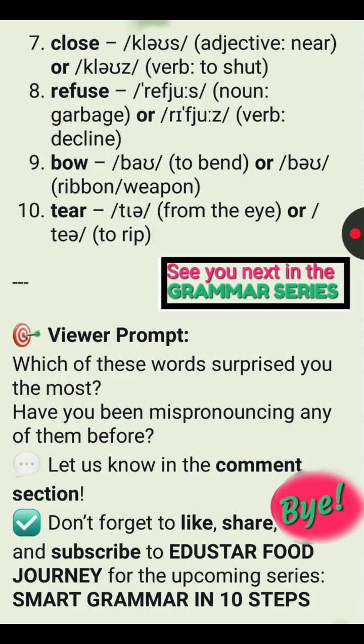Now let us look at the prompt here. Which of these words surprised you the most? Have you been mispronouncing any of them before now? Let us know in the comment section.